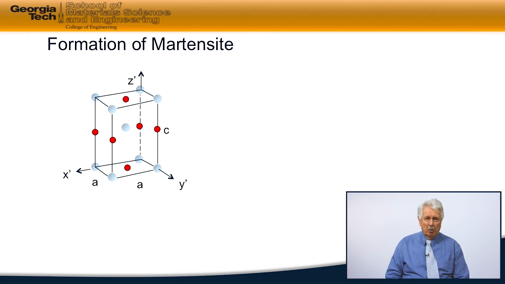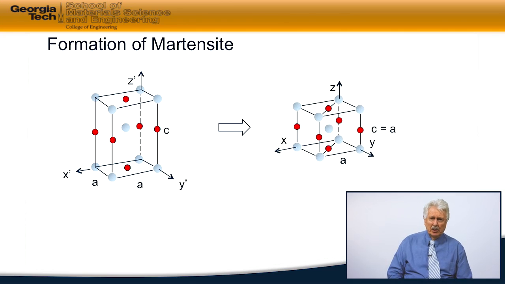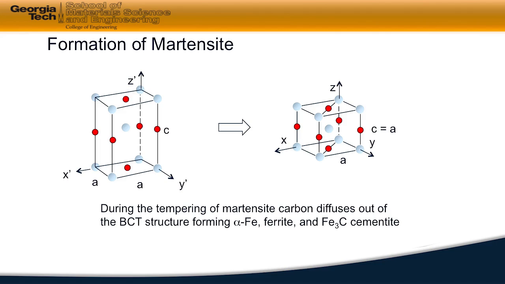Here is our picture again. And what we see is the transformation from that body-centered tetragonal austenite to the body-centered cubic iron. So we go from the equilibrium phase at high temperature to the ferrite phase after all of the carbon has left the lattice. And so what we're doing is diffusing the carbon out of the body-centered tetragonal lattice. We are producing the combination of ferrite and cementite.